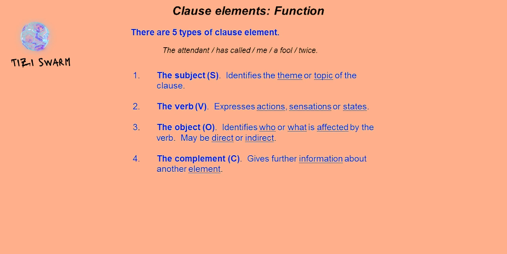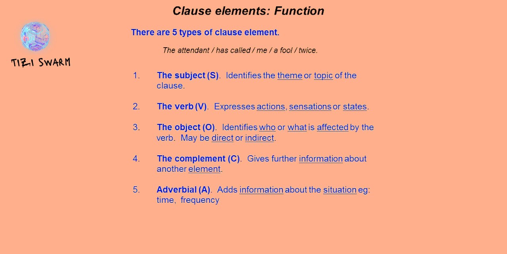We've then got a complement, okay, and that gives us more information about another element in the sentence. It could give us more information about the subject or the object or even the verb. And then we've got the adverbial element, and that gives us a bit more information about the situation. It could tell us about when it happened, or how often it happened, or where it happened. Okay, so those are your 5 clause elements. A sentence might have all 5 in, it might have just 1 or 2 in.